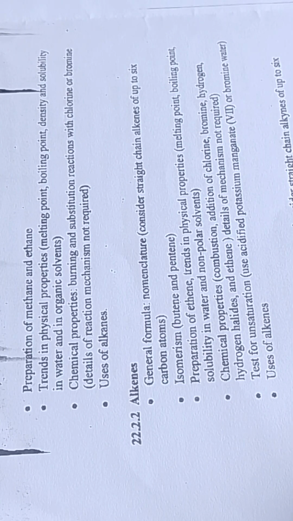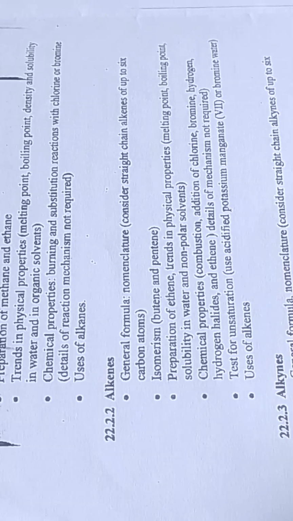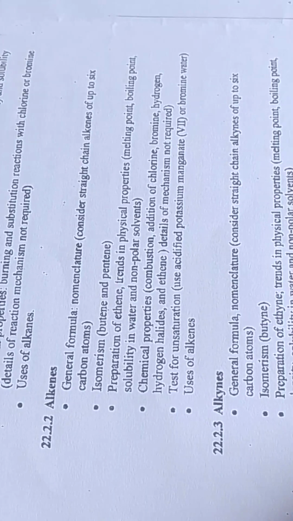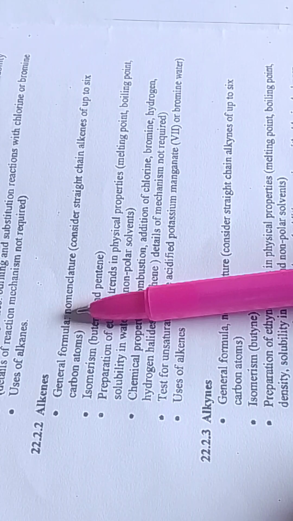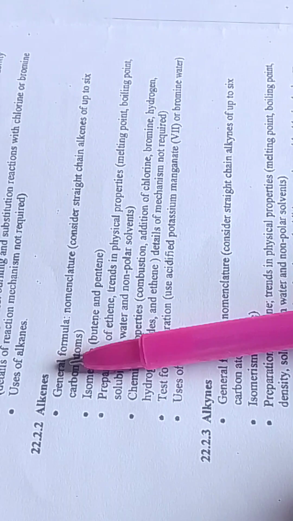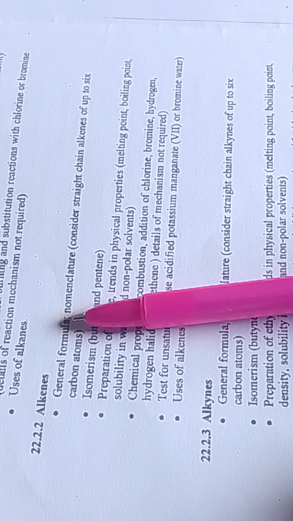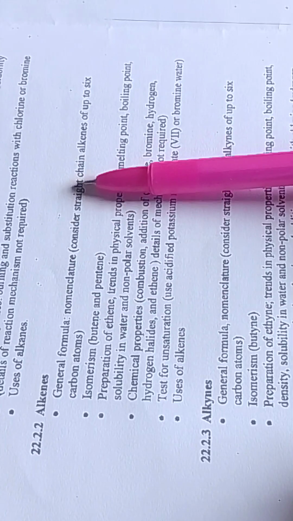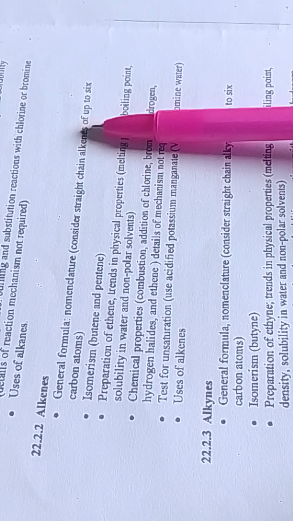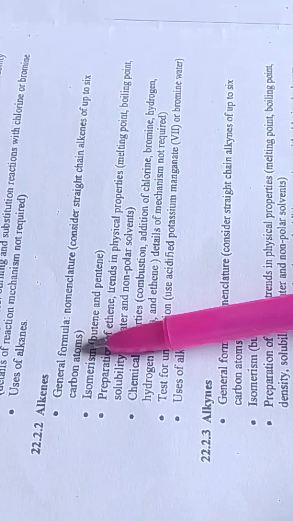And finally, you talk about the uses of alkanes. Those are the most key details when handling this question. Now, on to alkenes. You should be able to know the general formula of alkenes. The nomenclature: consider straight chains, alkenes of up to 6 carbon atoms.